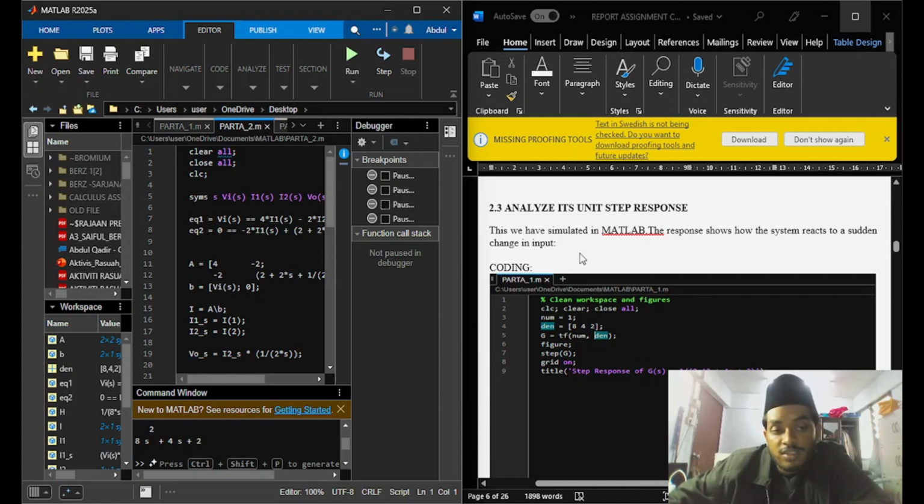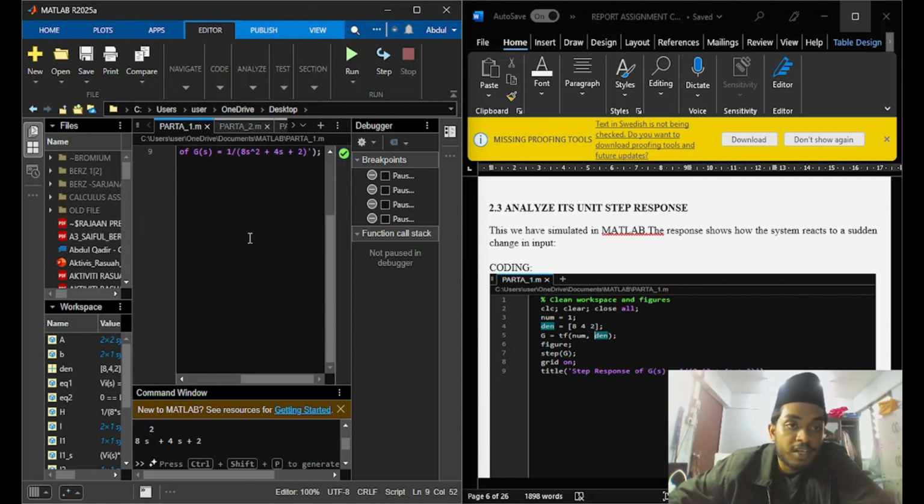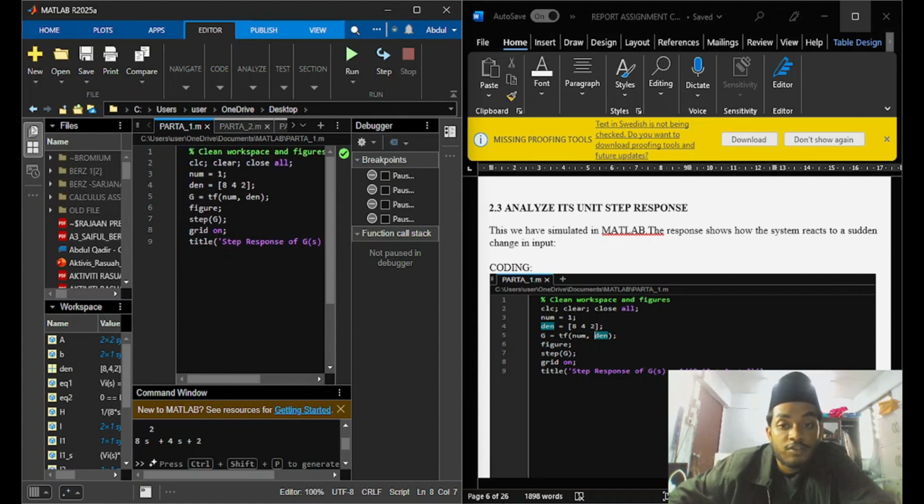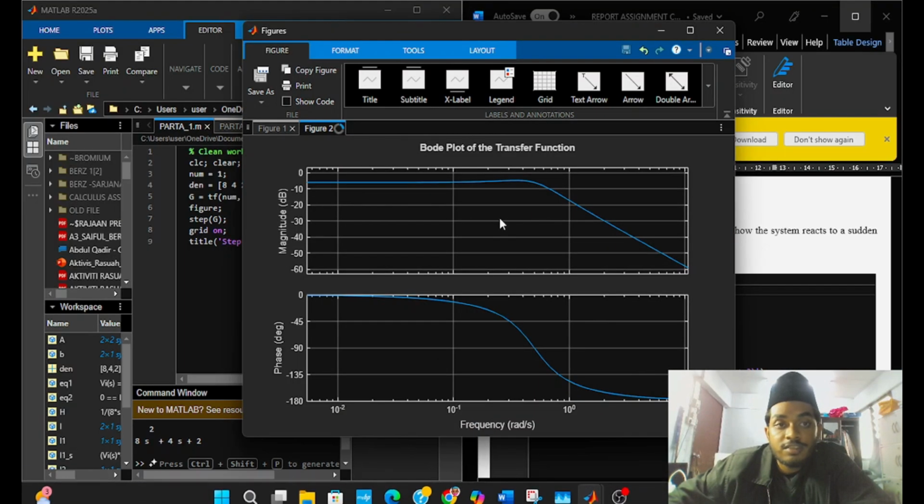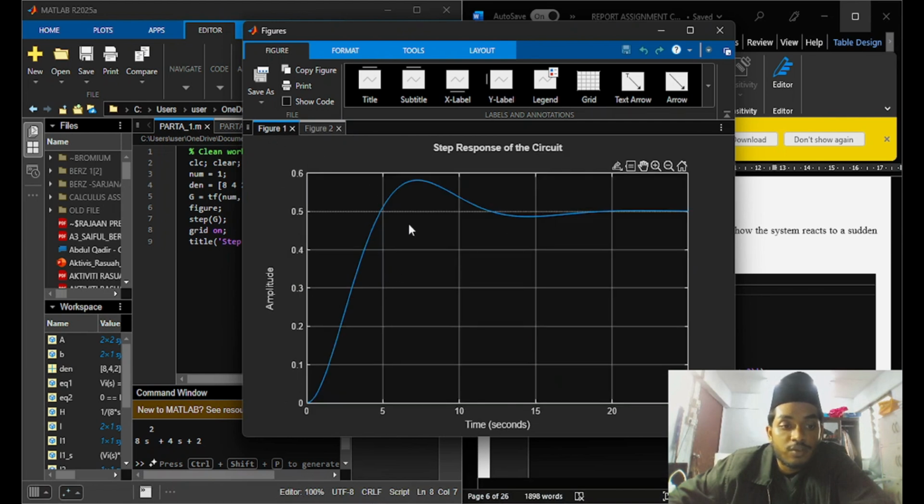The key observation is that the system has a smooth rise. How do we check that it has a smooth rise? This is my coding for part A, and then we check the result. Here we have a smooth rise, and no oscillation, indicating a stable second order system. So this is for part A.